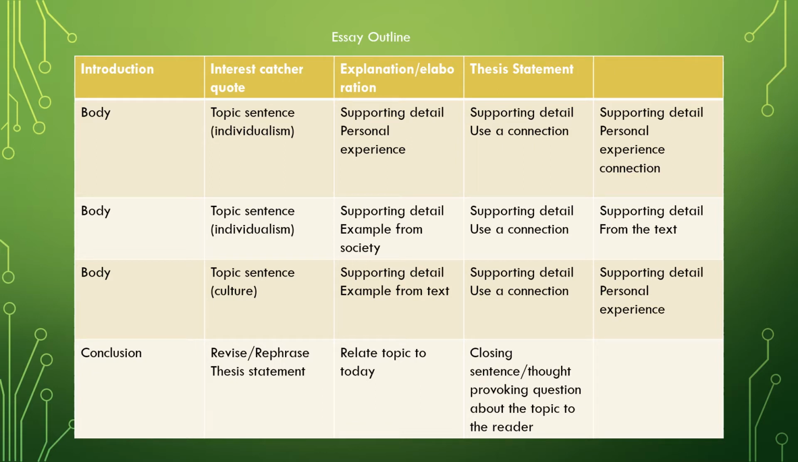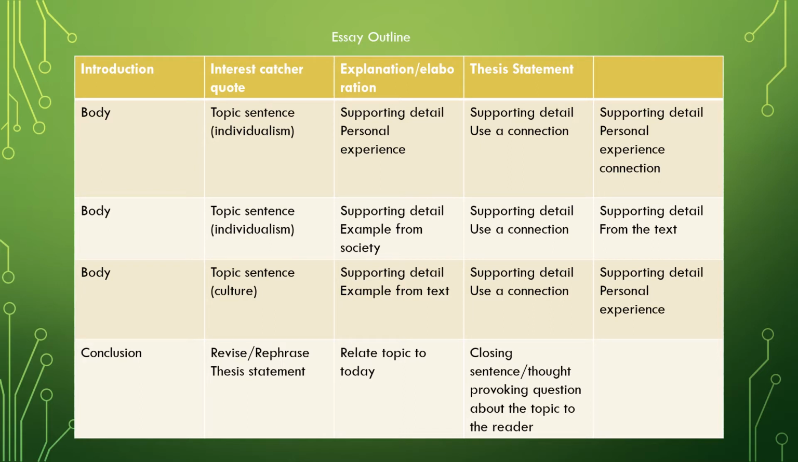The next paragraph will include your body. Within your body, you will have topic sentences. You'll have one topic sentence, let's say about individualism. You're going to use a supporting detail. I gave you an example. You can use a personal experience, and then another transitional word like "also," and then maybe a connection that you can utilize from one of the stories, and maybe another personal experience.